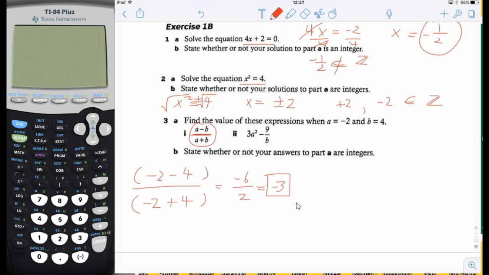Okay. And then is that an integer? Yes, it's an element of the set of integers. Now let's do the second one.